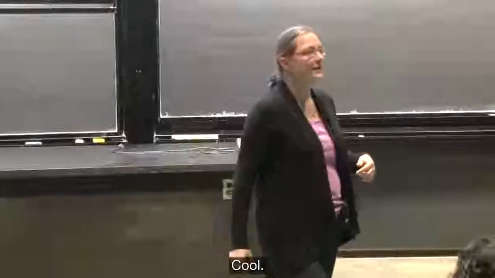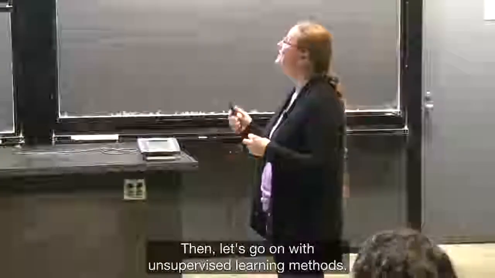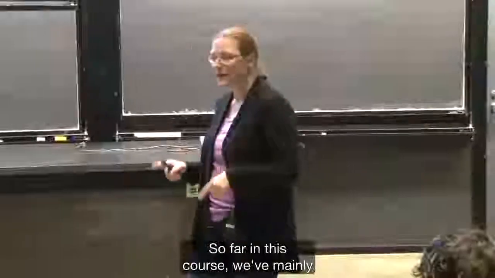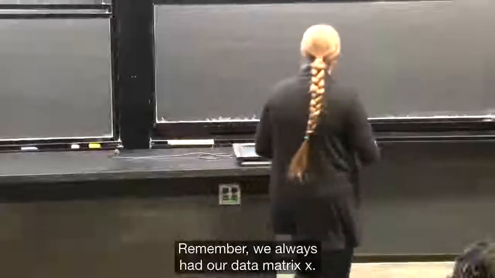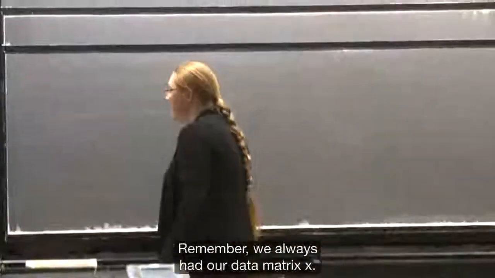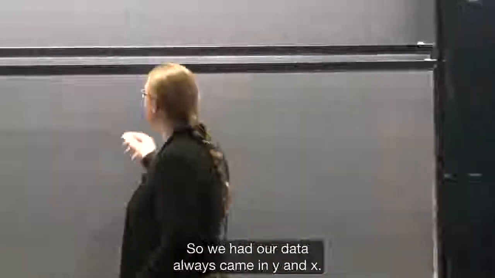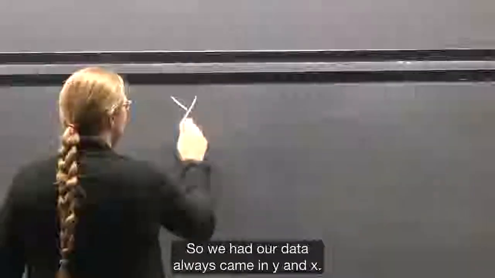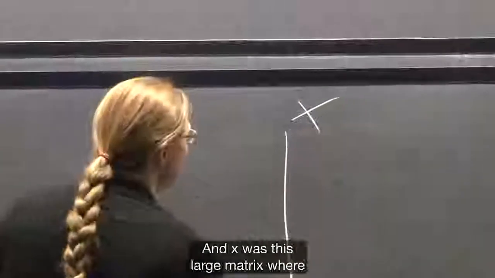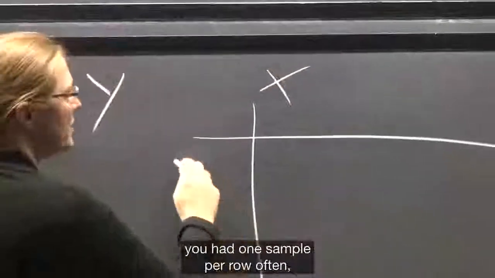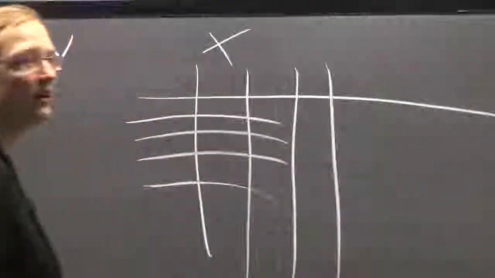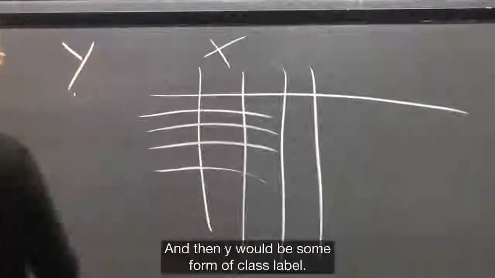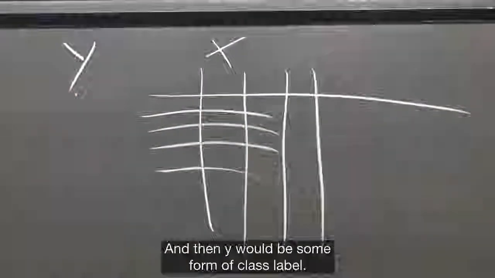No, cool. Then let's go on with unsupervised learning methods. So far in this course, we've mainly dealt with supervised methods. What do I mean by that? Remember, we always had our data matrix X. Our data always came in Y and X, right? And X was this large matrix where you had one sample per row often, and then here you had your different features, right? And then Y would be some form of class label.